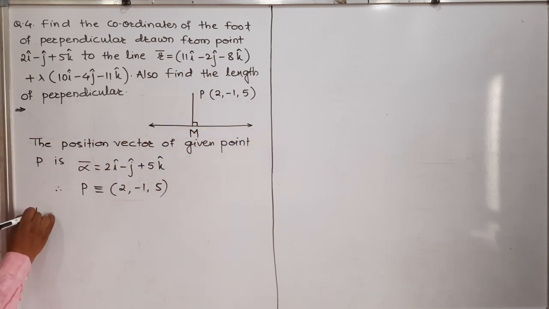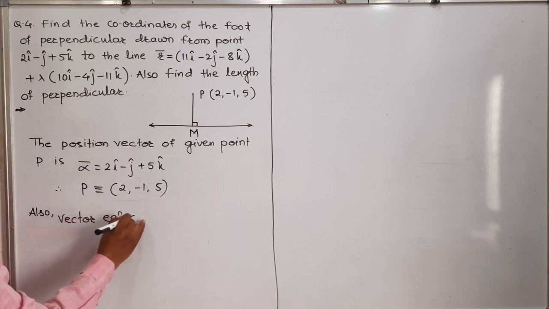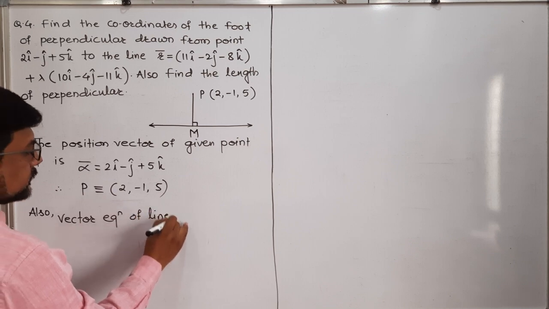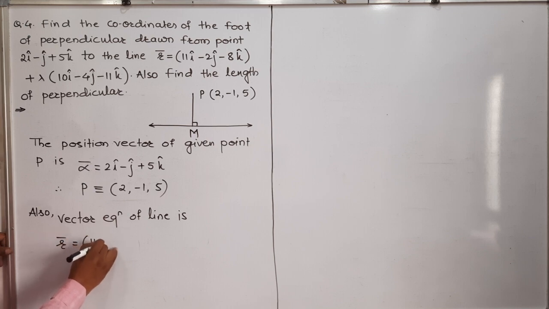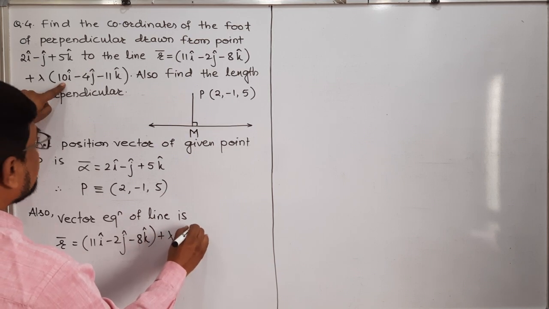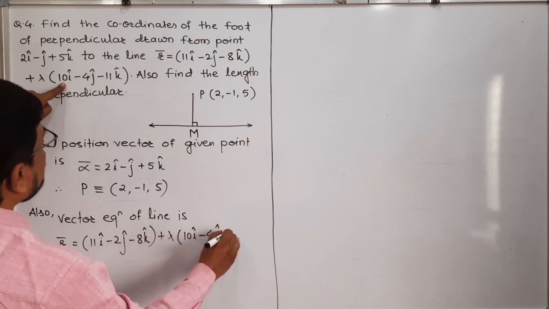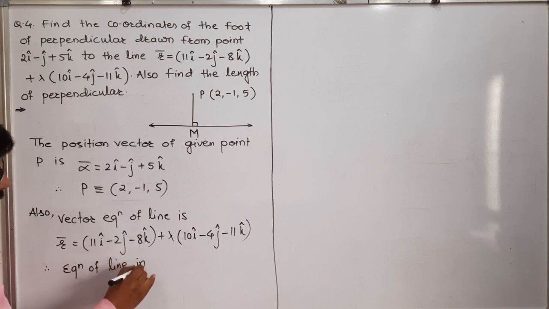Also, the vector equation of line is r vector equal to 11i cap minus 2j cap minus 8k cap plus lambda into 10i cap minus 4j cap minus 11k cap. Therefore, you can say that the equation of line in Cartesian form.